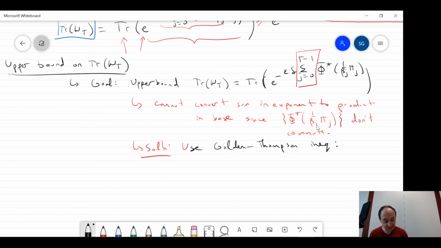And what does it say? It says that if I have the trace of e to the A plus B, right, I have a sum in the exponent, then I could break it up into the trace of the product. Okay? And of course, this is for Hermitian A and B.